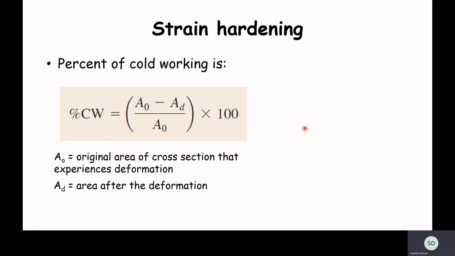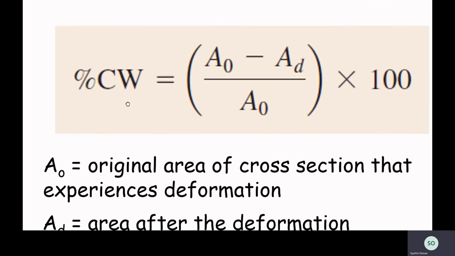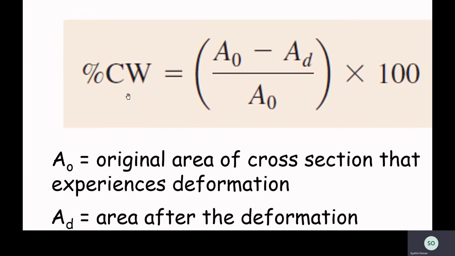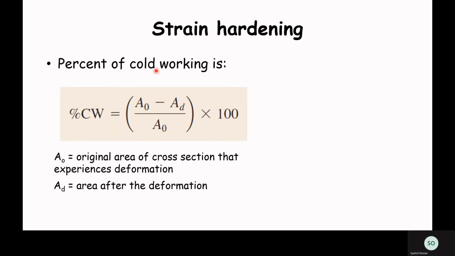By controlling the amount of plastic deformation, we can control strain hardening. And we normally measure the amount of deformation by this equation. This is the equation that we can use to measure the percentage of cold working. Here we have A naught. A naught is the original area of a cross section that experiences deformation, and AD is the area after the deformation.